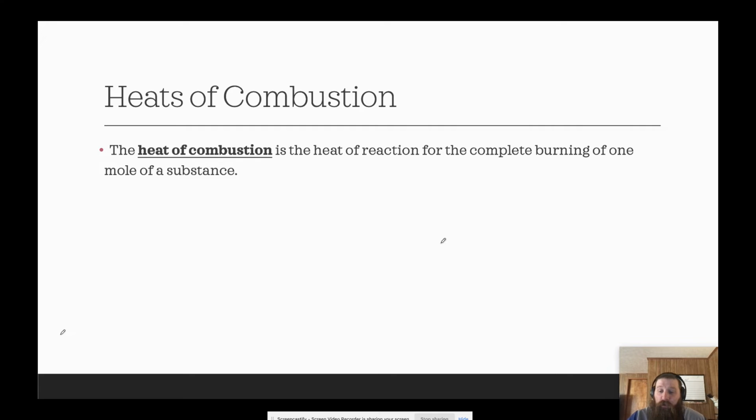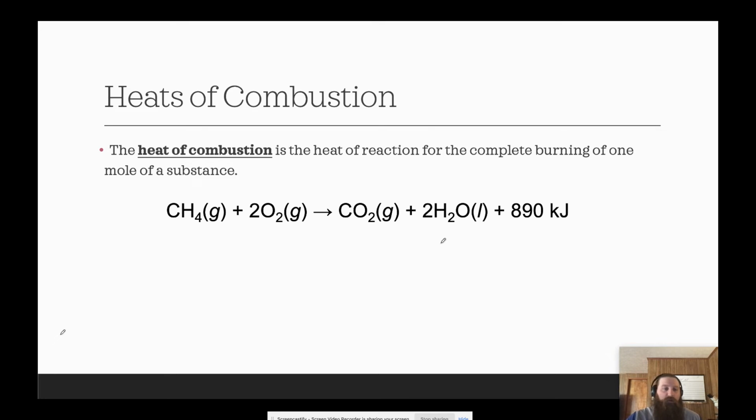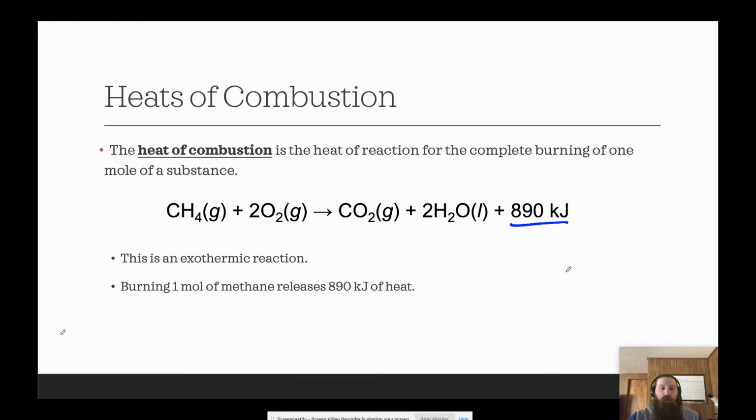Now, heats of combustion is also something we talked about last week. And the molar heat of combustion is the heat of reaction for burning 1 mole of a substance. So if we look at this reaction here, we know we have an exothermic reaction because we have kilojoules on the product side. We know that we can calculate how much energy is given off when you burn 1 mole of methane. Now in this equation, we have a 1 right here, so we can just relate these two things as a molar heat, which is pretty useful.